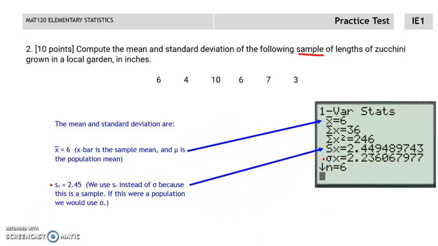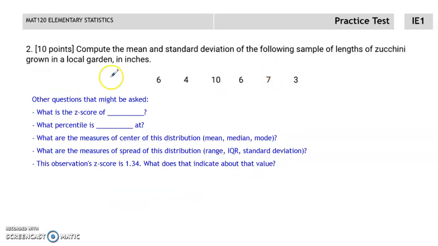There are similar questions that they might ask you on instructor exam number 1. Other questions that might be asked with a data set like this, you might be asked to find a z-score. You might be asked to find what percentile a certain value is at. You might be asked for the different measures of center or measures of spread. You need to know that the measures of center are mean, median, and mode, and the measures of spread are range, IQR, and standard deviation. At least those are the ones we talked about in class so far. You also might have to interpret a z-score. For example, if a z-score is 1.34, what does that indicate about the value?